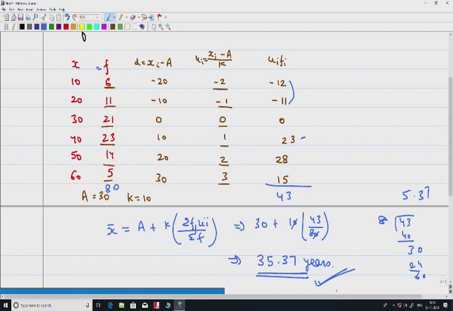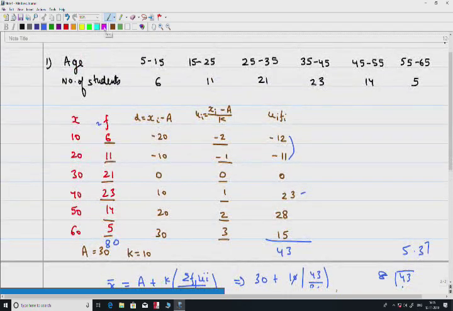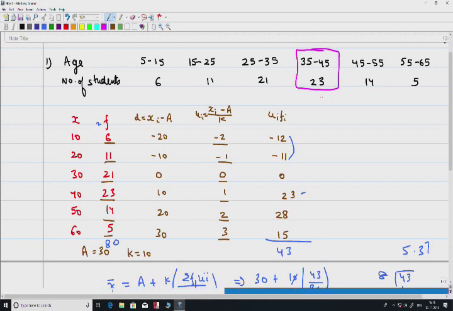Okay. Now, let us solve for the mode. While calculating the mode, we first have to figure out the modal class. The modal class is the class which has the highest frequency. Here you can see the highest frequency is 23, so this is the modal class. This will be F1, this will be F0, and this will be F2. Only these three things.